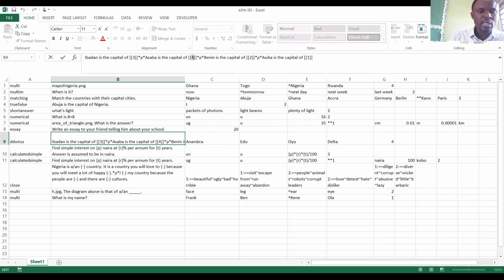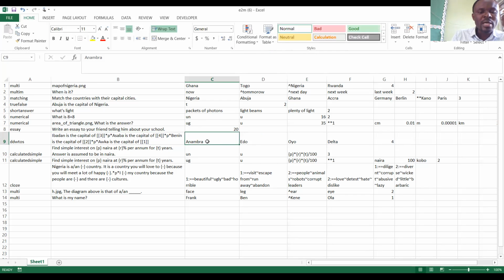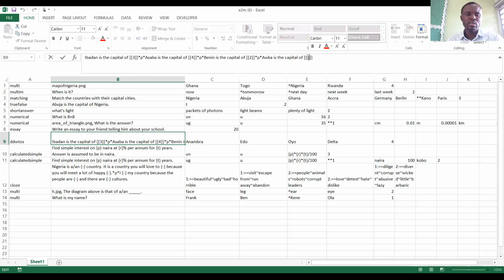So you can guess what 4 here is, going by the options given. 4 there stands for Delta. So Delta is for 4 at this point. 2, that's Edo, because Edo is the second column after the question column. So Edo there will be for this particular integer here, 2. And the last there, which is 1. At this point, Oka is the capital of square brackets, 1, close, square brackets. So the number here, 1, means that the first column after the question column should have the answer that should go in here. You understand? So Anambra is for 1 in my question. So that's how it goes.